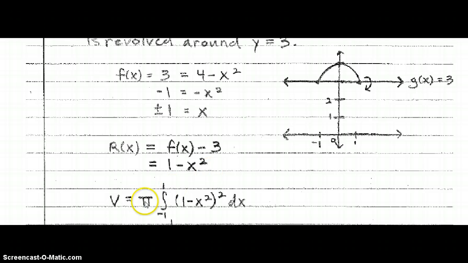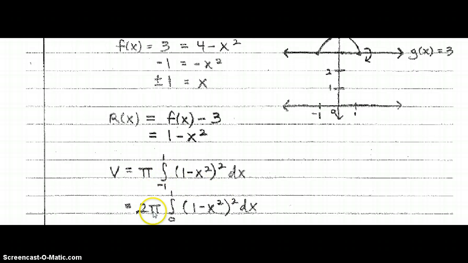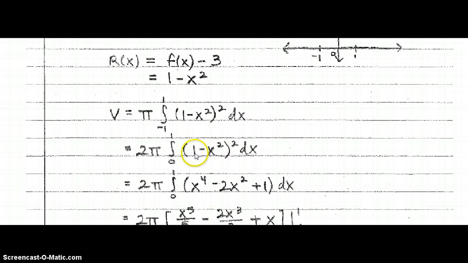So our integral is pi times the integral from -1 to 1 of our radius squared dx. This one also has symmetry, so what you'll see is when I rewrite my integral, I go from 0 to 1 instead of going from -1 to 1, because both sides of my region are symmetric, so they'll give me the same volume, so I just do half and double it. So it's 2 pi times the integral from 0 to 1 of our radius squared. Had to FOIL out my radius squared.